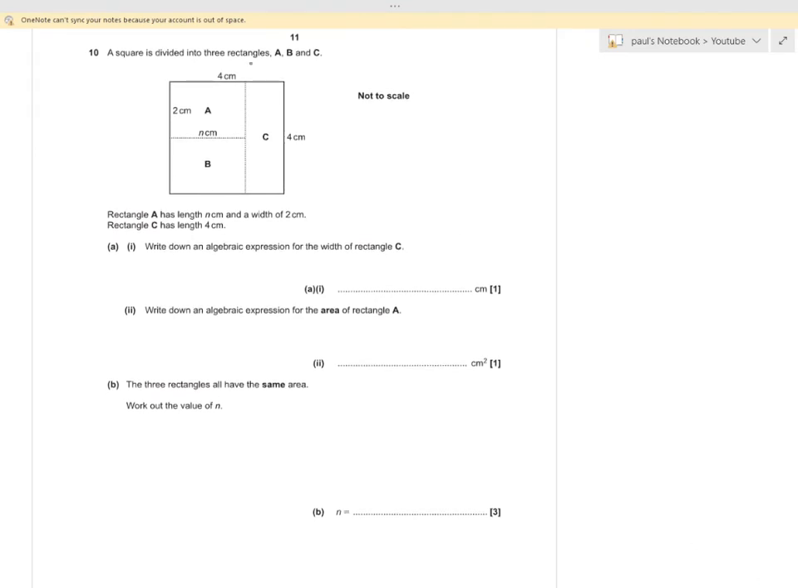A square is divided into 3 rectangles, A, B, and C. Rectangle A has a length of n and a width of 2. Write down the algebraic expression for the width of rectangle C. So the width of rectangle C is 4 minus n. Write down the area of rectangle A. 2n.